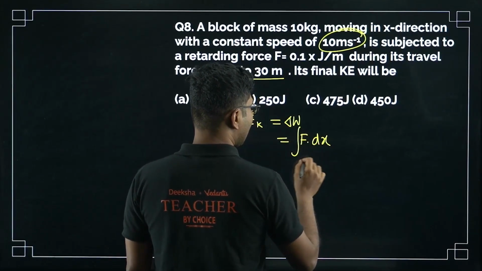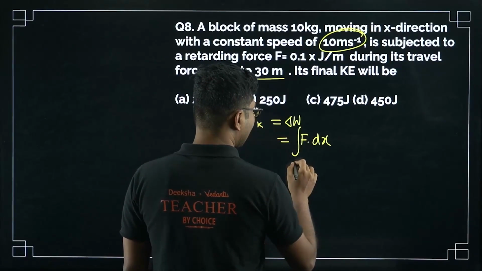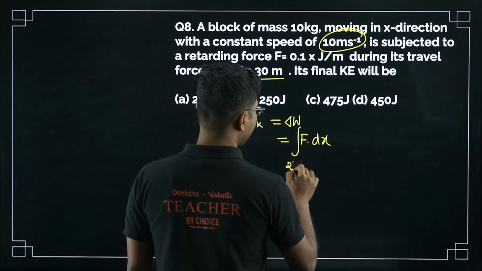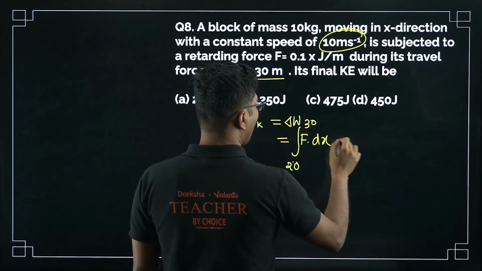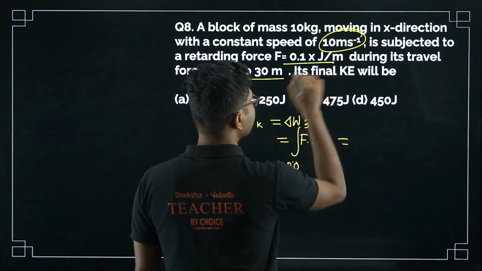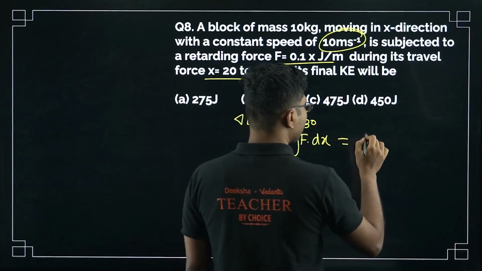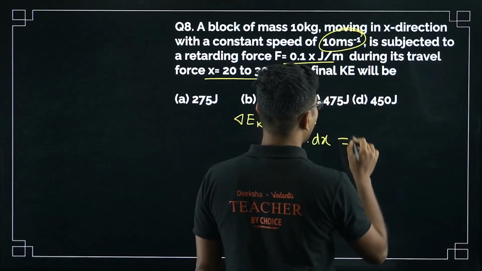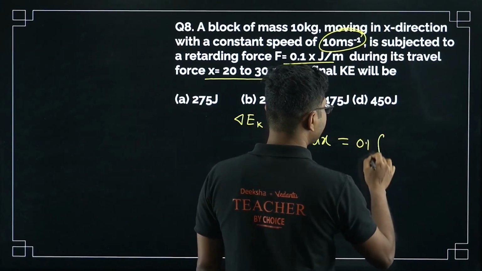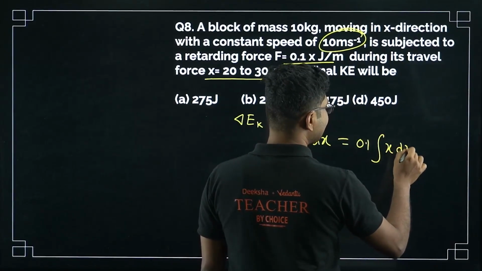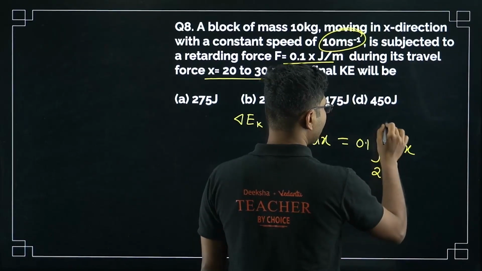Okay, integral of F dx, x from 20 to 30. Why are we using this? Because F is not constant, F is varying with position. So what is F? F is 0.1x. So 0.1 goes outside, integral of x dx from 20 to 30.